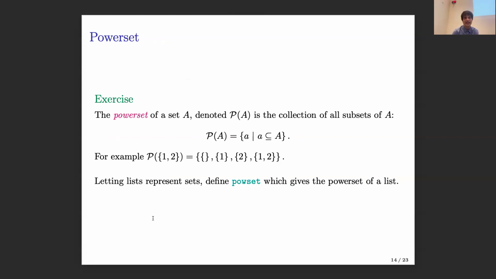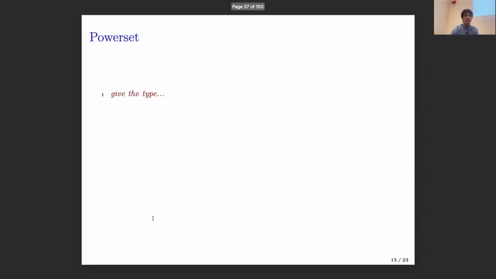Letting lists represent sets. Let's not talk about sets. Let's just use lists. Write me a function that gives me the power set of this collection. Okay, I'm not even asking you to do it really. Let's just use our framework. I'm going to show you it falls out of the framework. What's the type?